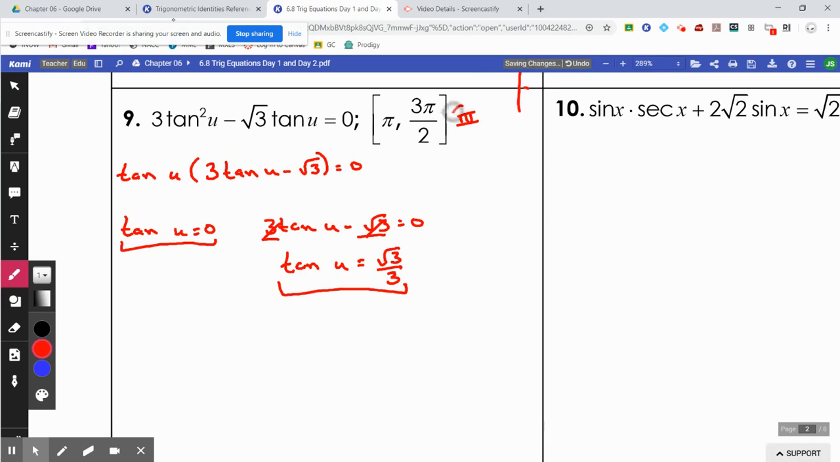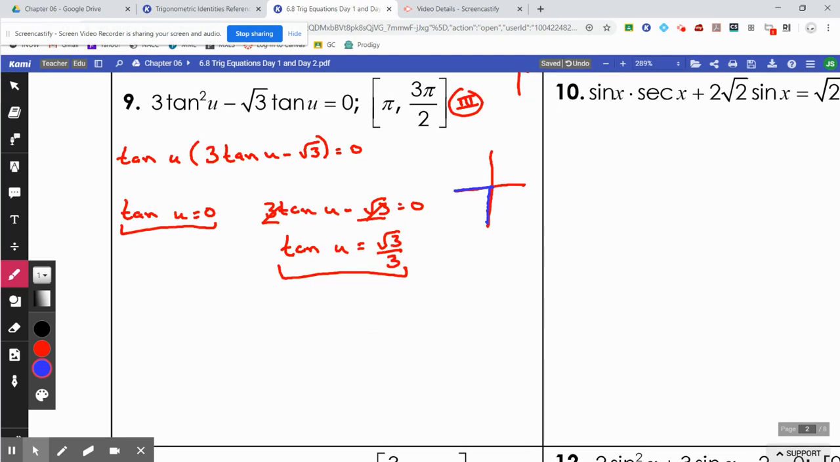But again, we're only interested in this third quadrant. So let me draw that. Only interested, and it is inclusive. We're interested in everything between pi, which is 180 degrees, and 3 pi over 2, which is 270 degrees. The tangent of u on our unit circle, where's the tangent of u equal to 0? That's going to be at 180 degrees, or pi.